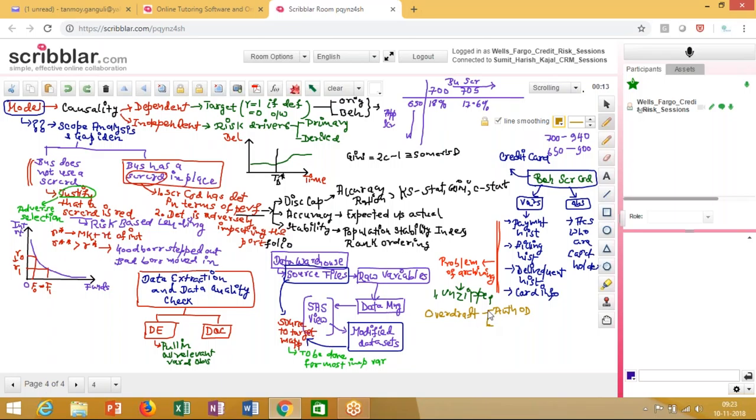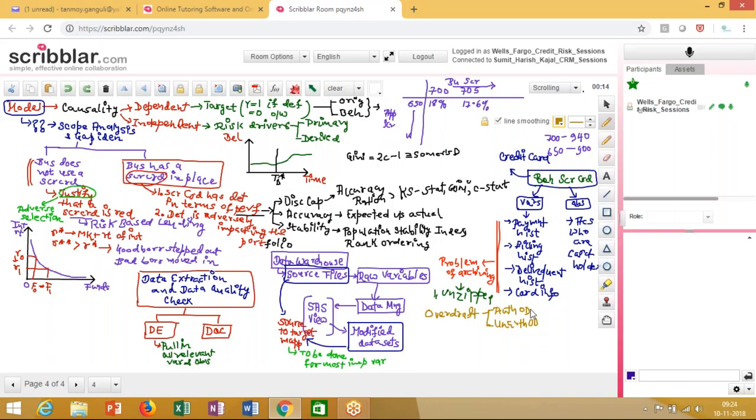But there is also another type, an unauthorized overdraft. In an unauthorized overdraft, I have a current account, but I'm not authorized to overdraw money. But I do overdraw money from that account. If that unauthorized overdraft happens, it is subject to huge charges and penalties and so on.